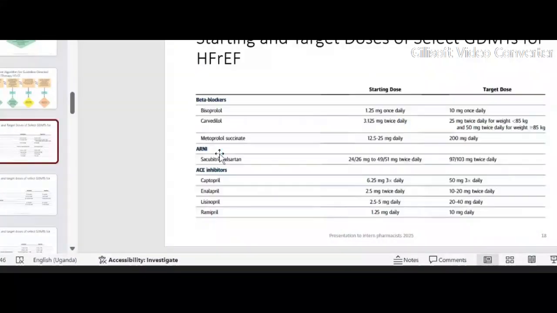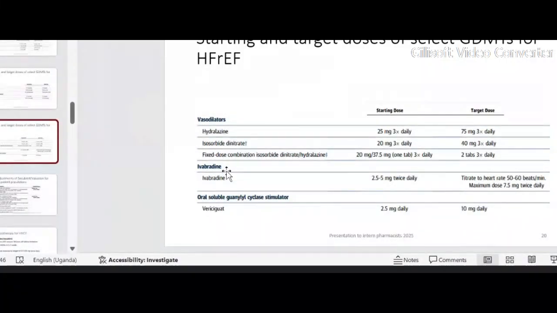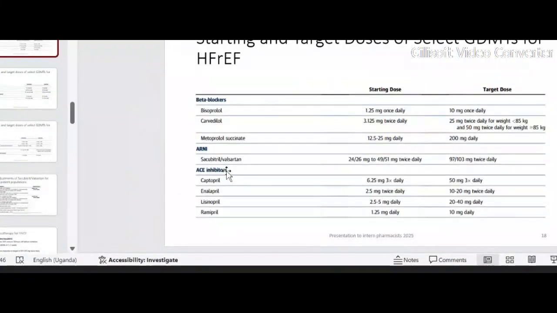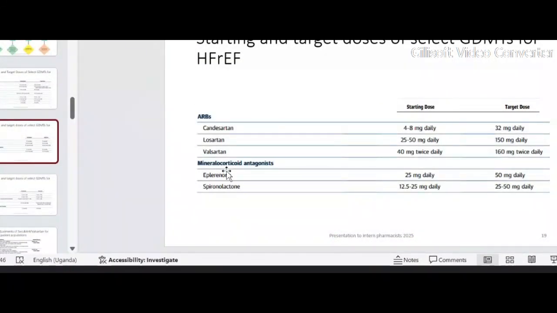They include beta blockers, ARNI, ACE inhibitors, ARBs. Those are in the same category. ARNI, ACE inhibitors, ARBs, that is two. Then mineralocorticoid receptor antagonists. So we have MRAs, beta blockers, and then ARNI, ACE inhibitors, ARBs, then SGLT2 inhibitors. Those are the Fantastic Four, or GDMT, that have mortality benefit in heart failure with reduced ejection fraction.